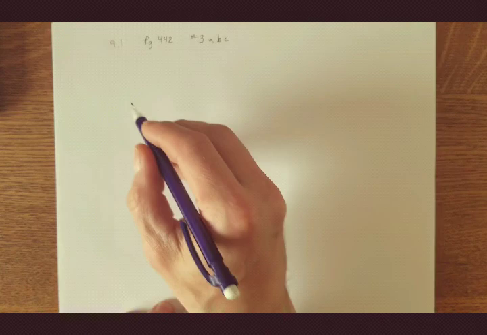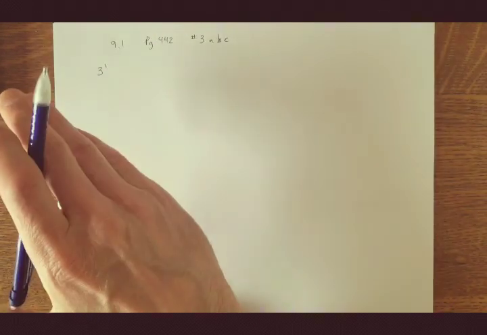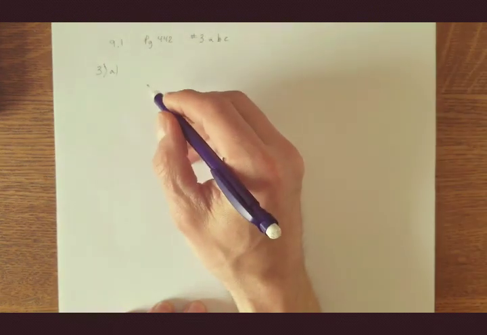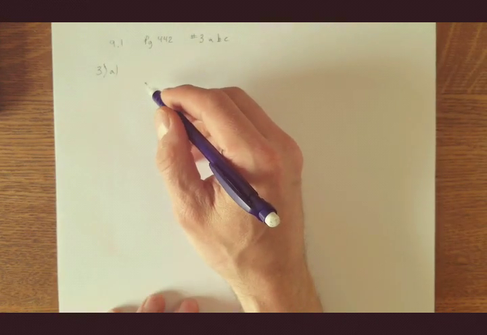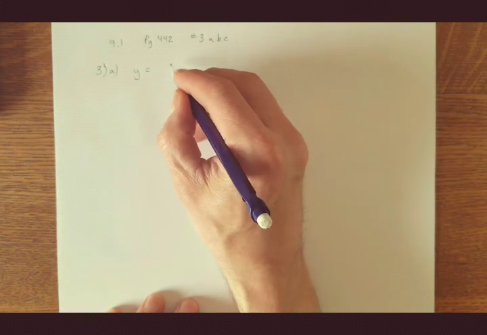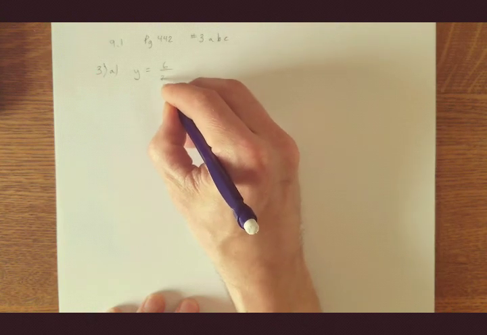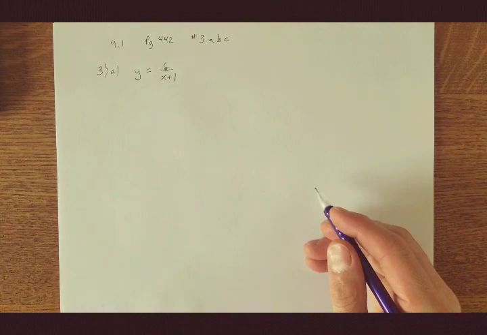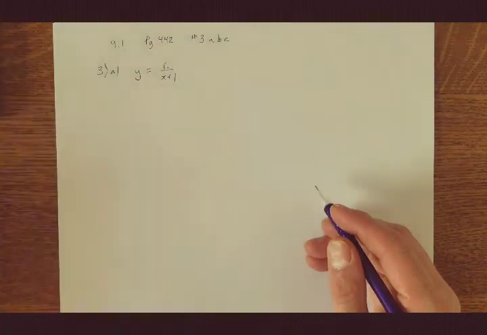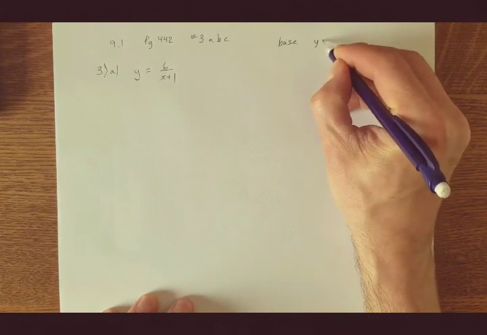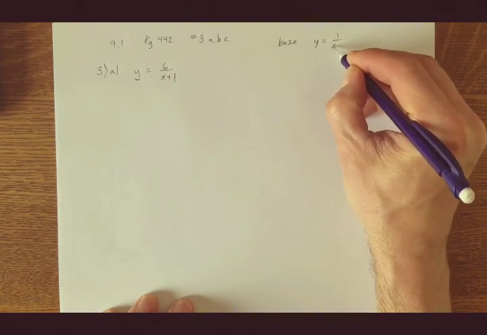So the first one, 3A, asks us to sketch the graph of each function using transformations, identify the domain, range, intercepts, and asymptotes. So the function is y equals 6 over x plus 1. Now, what's important to remember is that these are a transformation of the base function, y equals 1 over x.